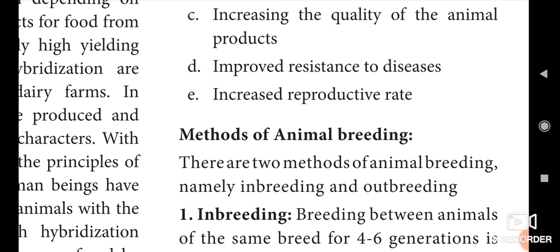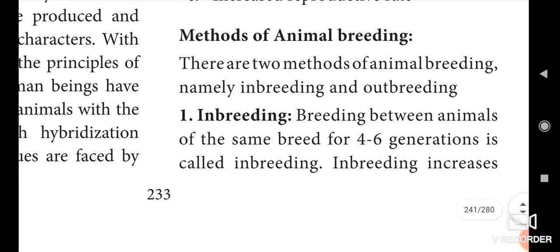Improved resistance to diseases, then increased reproductive rate. Next we see the methods of animal breeding. The methods of animal breeding are classified into two types: inbreeding and outbreeding. First we see inbreeding.